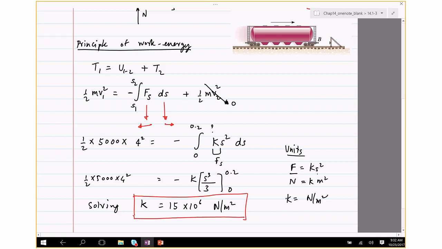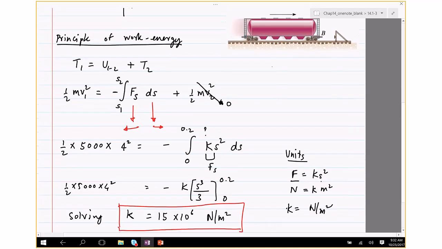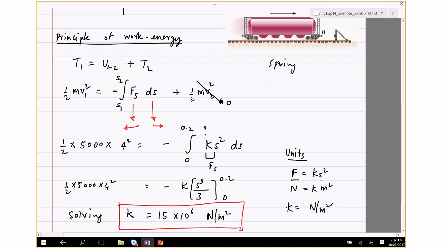Just to be clear, the 0.2 isn't the same as L naught, right? It is L. L naught in this case is 0, and then 0.2 is L. So this is how it is. Initially the spring, which is here, is L0, but that is 0. And then finally it is stretched. That's L, which is 0.2.